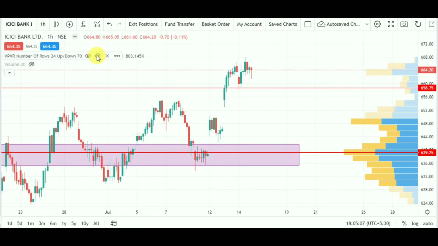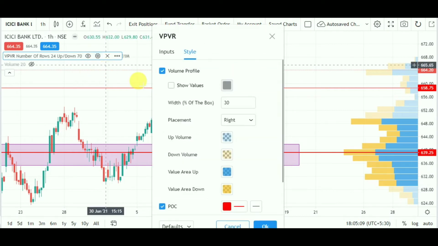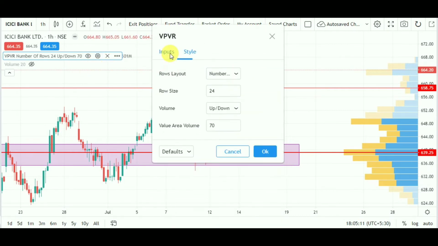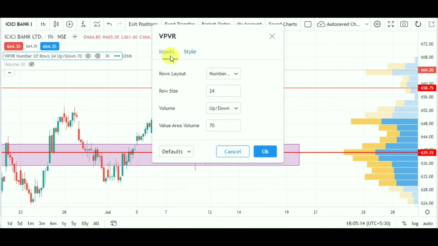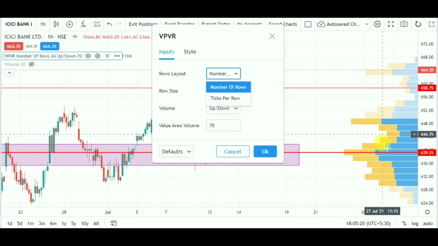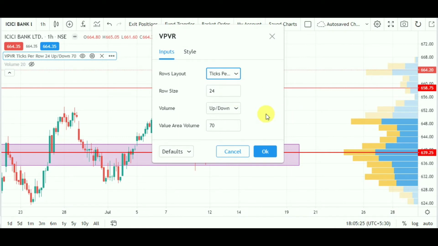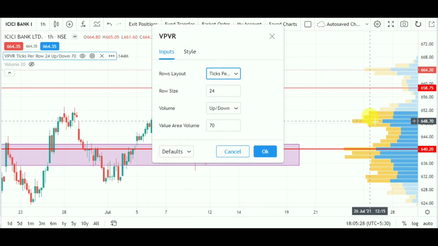Next, third, volume profile settings. There are two tabs in the volume profile settings: input and styles. First, input. Rows layout. You have two options under this: number of rows and ticks per row. Number of rows allows a user to choose how many volume bars to display on the chart. Ticks per row allows a user to choose the minimum number of ticks per volume bar.